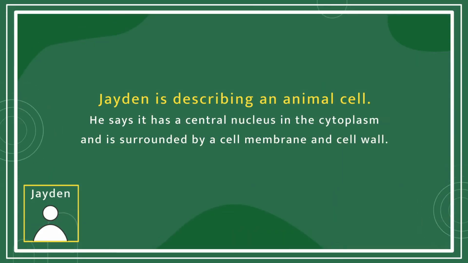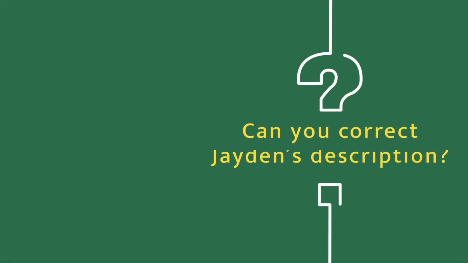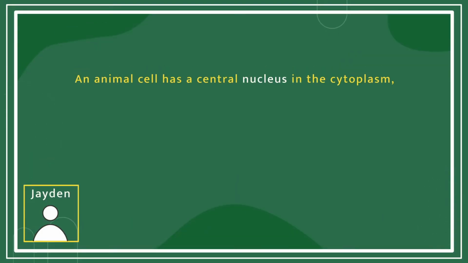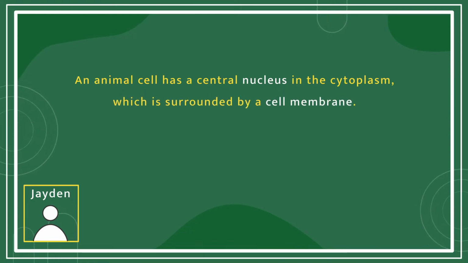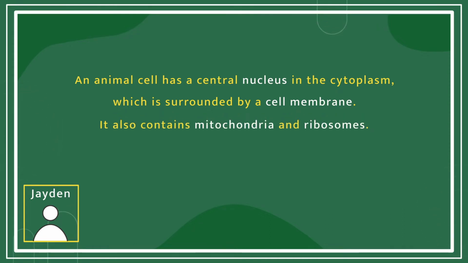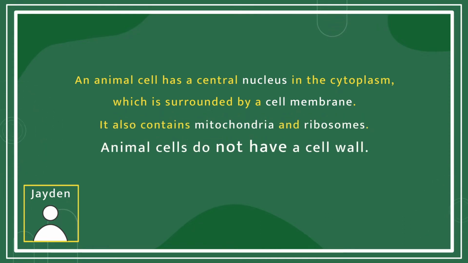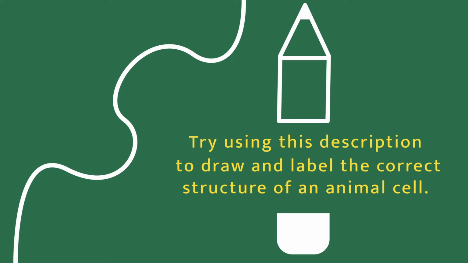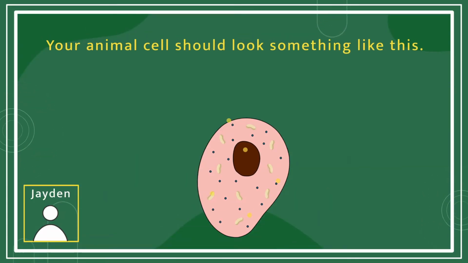Let's have a look. Remember, he's describing an animal cell. He says it has a central nucleus in the cytoplasm and is surrounded by a cell membrane and a cell wall. Can you correct Jayden's description? An animal cell has a central nucleus in the cytoplasm, which is surrounded by a cell membrane. It also contains mitochondria and ribosomes. Animal cells do not have a cell wall. Try using this description to draw the correct structure of an animal cell, and your animal cell should look something like this.